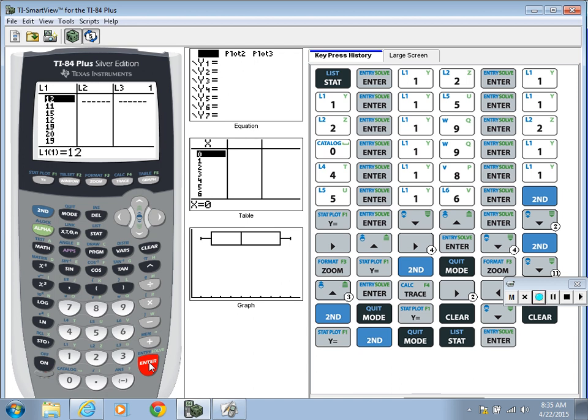Now we're in list 1. Check and make sure it says list 1 at the top. If not, you need to reset your calculator so that you can start fresh. Does everybody have a list 1? What do you have? Is it a different list, like list 2? I don't know what's going on.